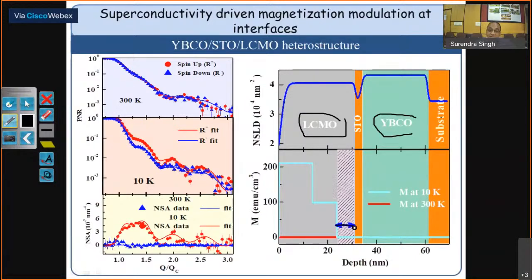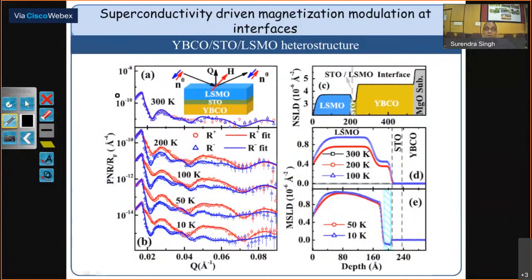This clearly says there may be something happening in this system also, though we have put the STO in between. This can be best explained if tunneling of the Cooper pair is possible in this kind of system, which is disturbing the magnetization below the superconducting transition. We did the same thing with LSMO, and again we did temperature dependent reflectivity. We found that below the superconducting transition, at 50K and 10K, we have this negative magnetization here. Instead of a magnetic dead layer, we have antiferromagnetic coupling. I mean, the magnetization is opposite to the rest of the LSMO layer. So these things clearly suggest there is tunneling of the Cooper pair happening below the superconducting transition temperature in this system, which is modifying the magnetization depth profile at the interfaces.